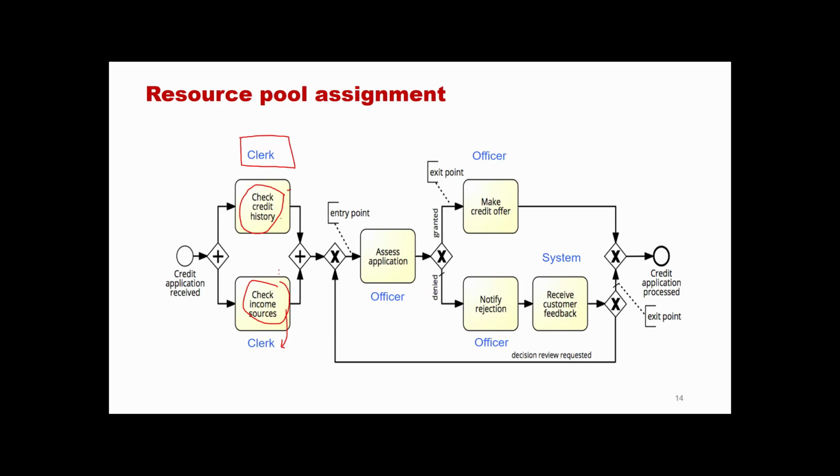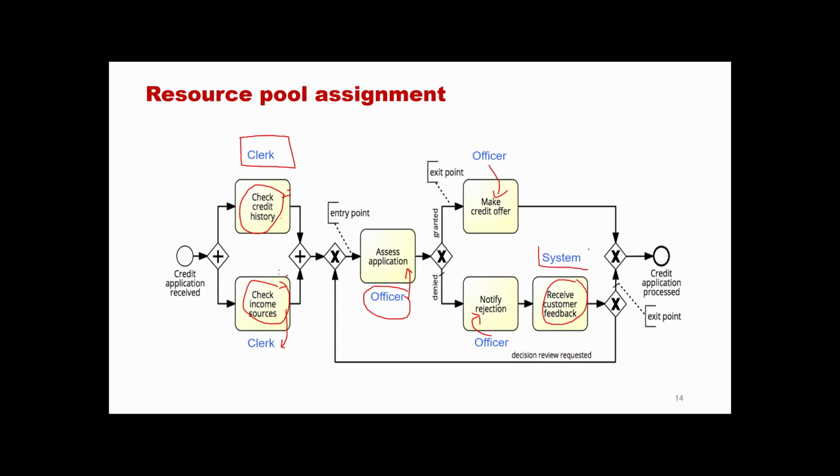So it might mean that one clerk does this and another clerk does that, or it might be that the same clerk does this one and that one sequentially. It doesn't matter. The credit officer handles the tasks assess application, make credit offer, and also notify rejection. And receive customer feedback is an automated task.